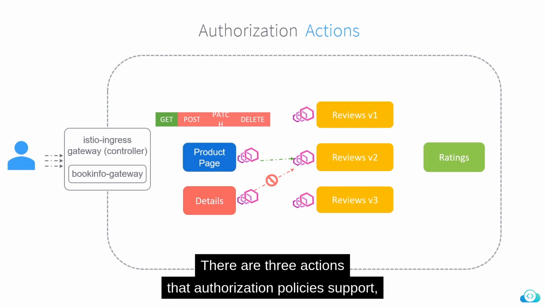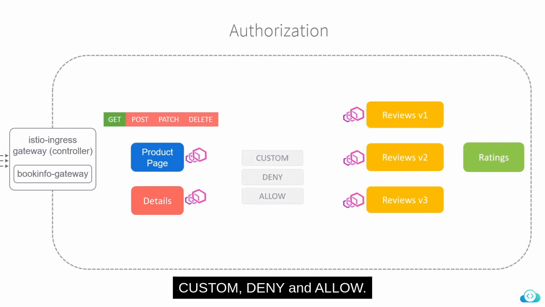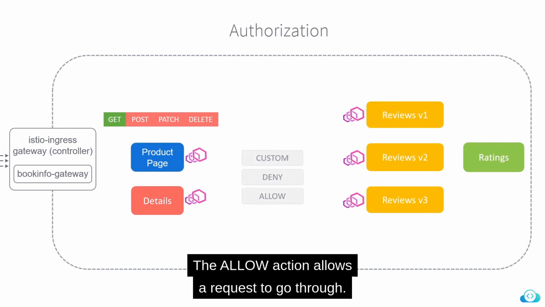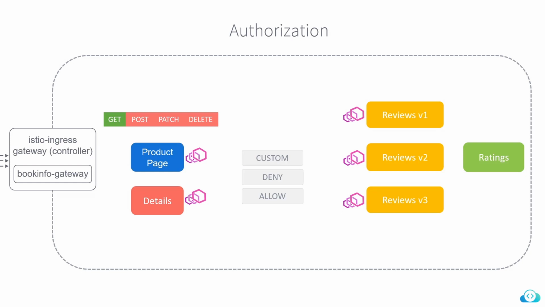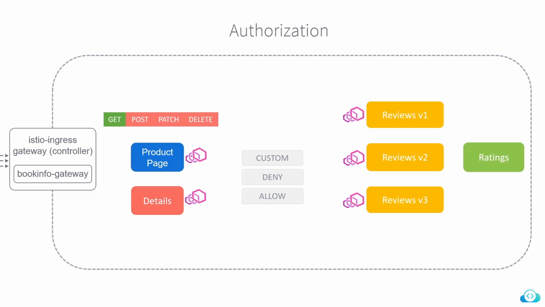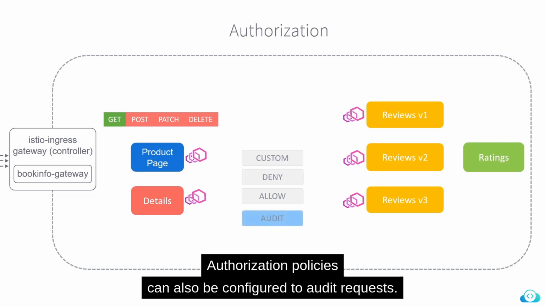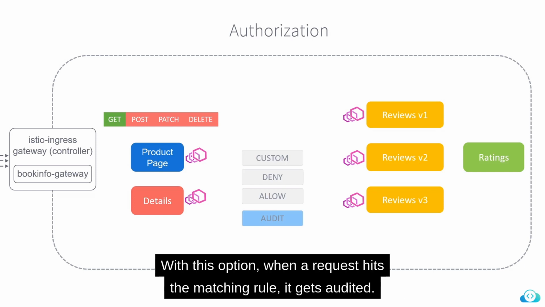There are three actions that authorization policies support: custom, deny, and allow. The allow action allows a request to go through. The deny action denies a request from going through. And the custom action allows an extension to handle the request. Authorization policies can also be configured to audit requests. With this option, when a request hits the matching rule, it gets audited.